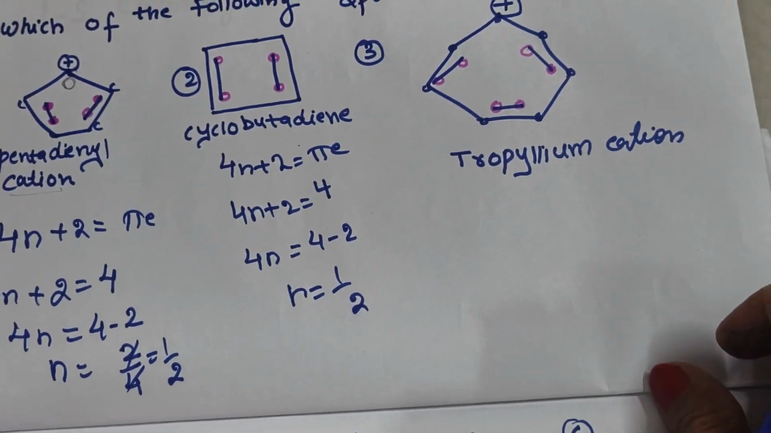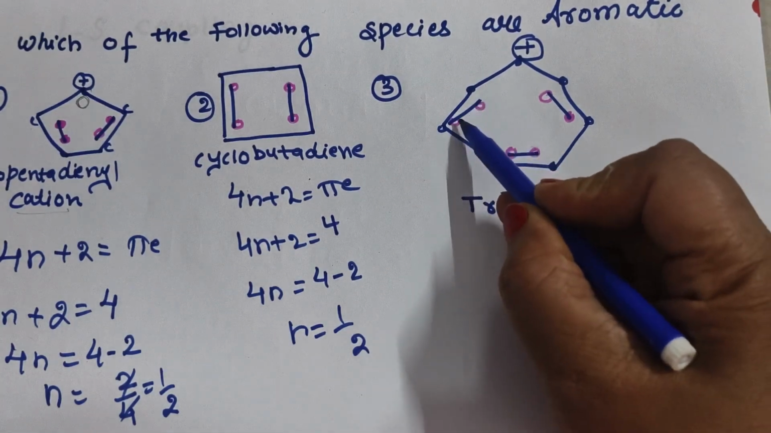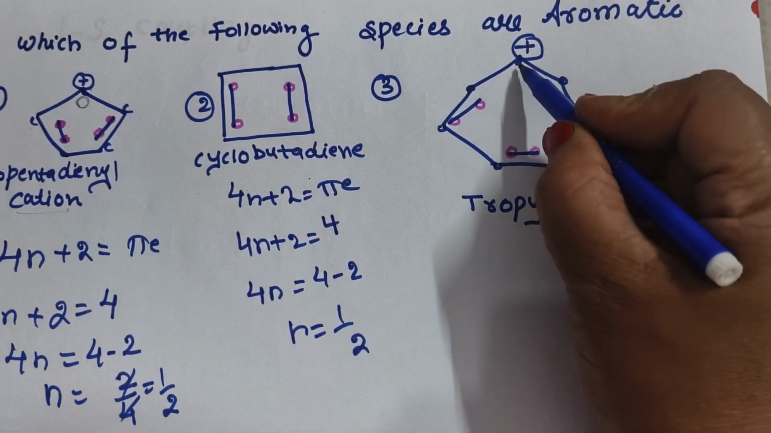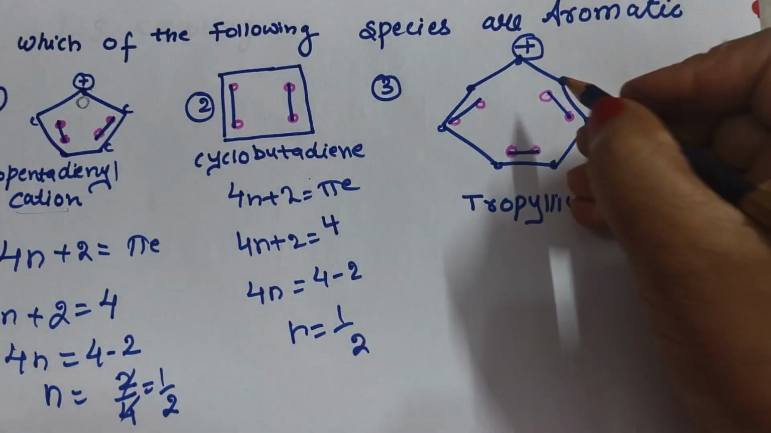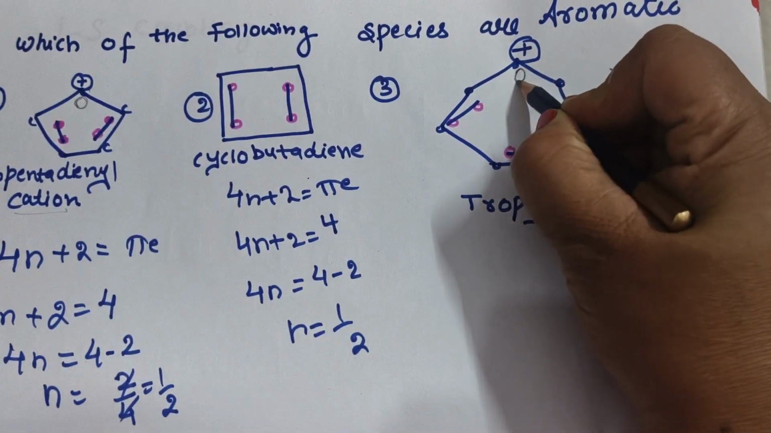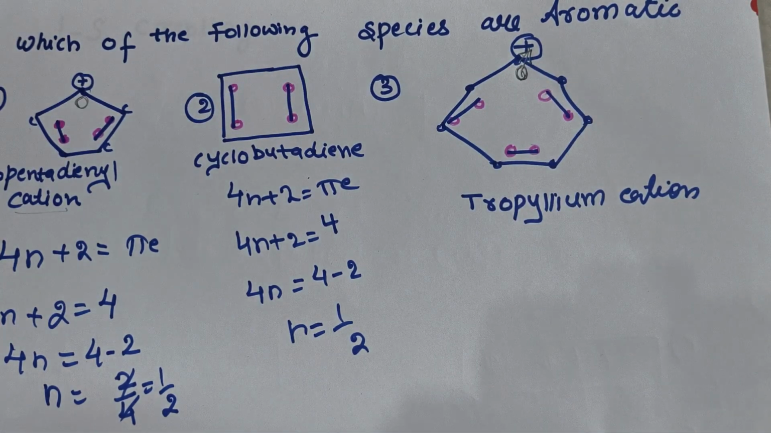So now let us talk about the tropylium cation. You can see in the tropylium cation there are 1, 2, 3, 4, 5, 6, 7. This is a 7 carbon species. This carbon has a positive charge. It means that this carbon has given its electron outside. So here there is a positive charge. So how many pi electrons do you have here?